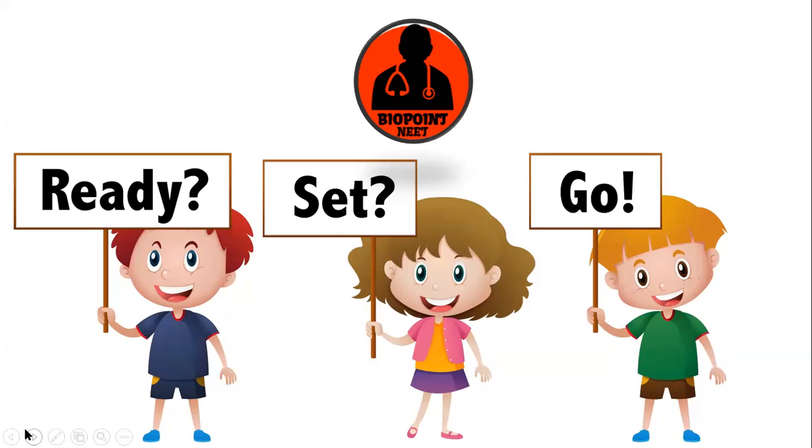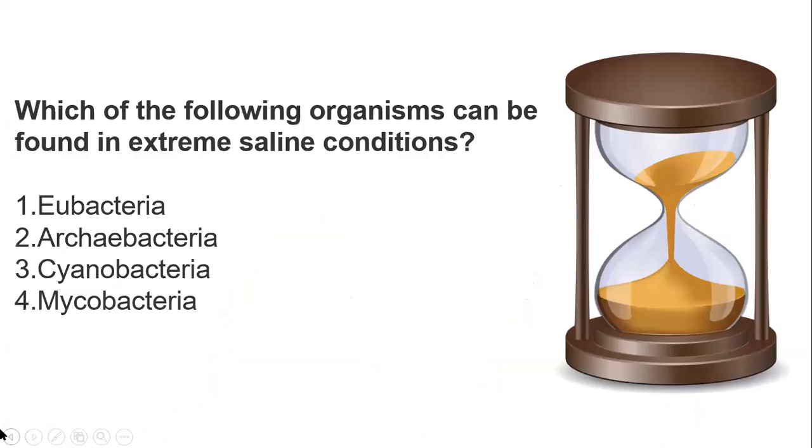Let's begin today's session with the first question of the day. Which of the following organisms can be found in extreme saline conditions? Option 1 is eubacteria. Number 2, archaebacteria. Number 3, cyanobacteria. Number 4, mycobacteria.